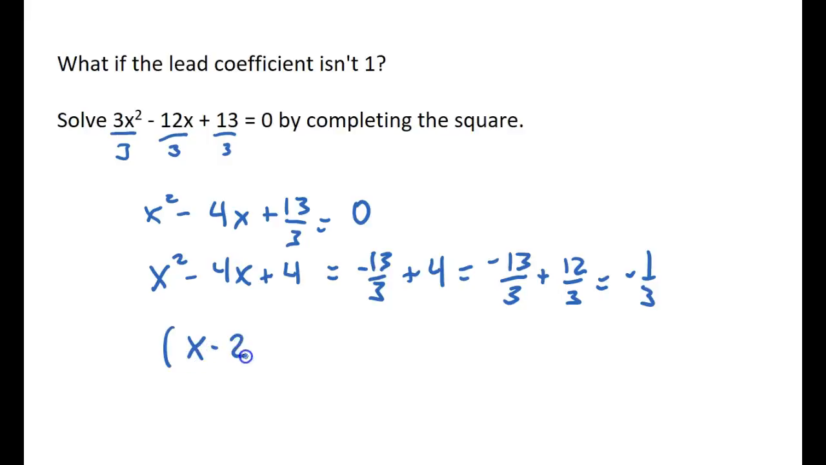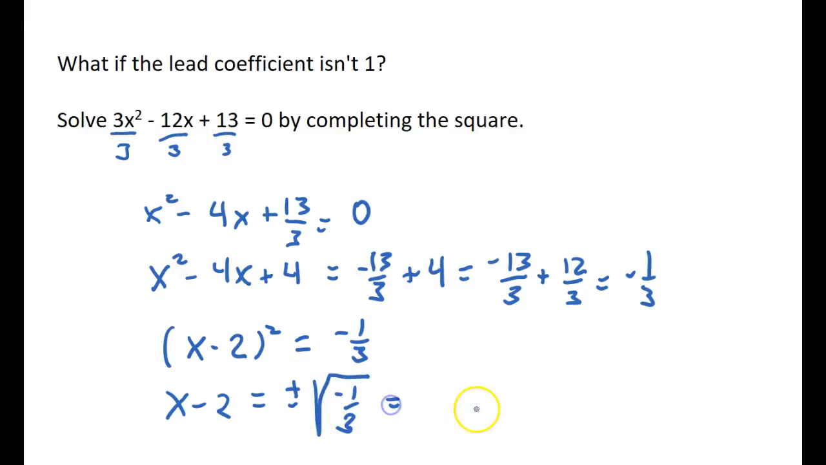Okay, over here, this is a trinomial square. It factors into x minus 2 squared. Over here, I have negative 1 third. Take the square root of both sides. x minus 2 equals plus or minus the square root of negative 1 third. Now we're taking the square root of a negative number, which means it's going to be plus or minus i over root 3. Rationalizing that denominator, that's i root 3 over 3.